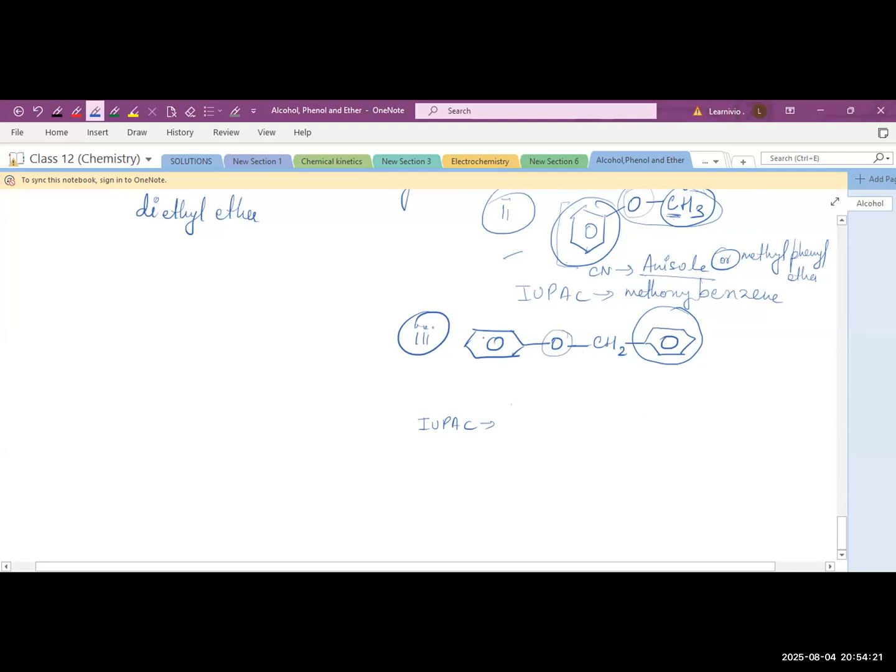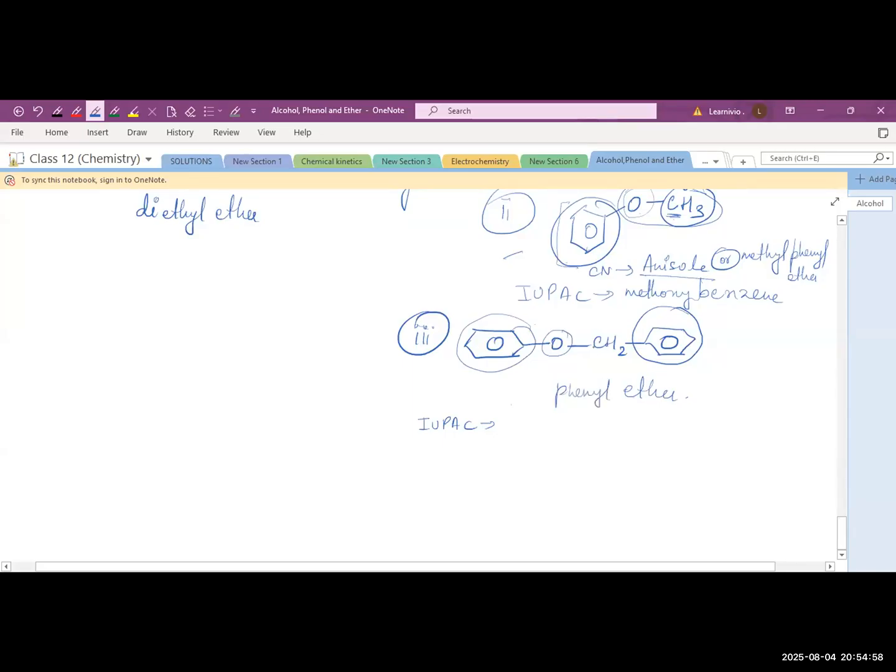And you can see this is your benzene ring, and this is your oxygen group over here. So for the oxygen we call it ether. Now you can see this is your phenyl ring, right? So for this we call it phenyl, phenyl ether.